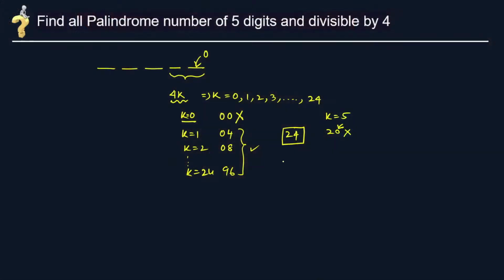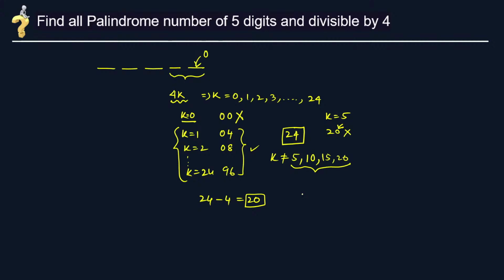Therefore, we have to reject these values. Out of 1 to 24, we have to reject the values of k like 5, 10, 15 and then 20. Because in all these cases, the last digit will be 0, which is not accepted. So you have to reject these 4 numbers from the total count. So how many such numbers will there be? Here there are 24, but you subtract these 4. So there will be 20 such ways.